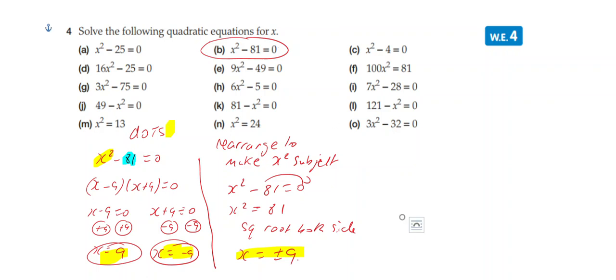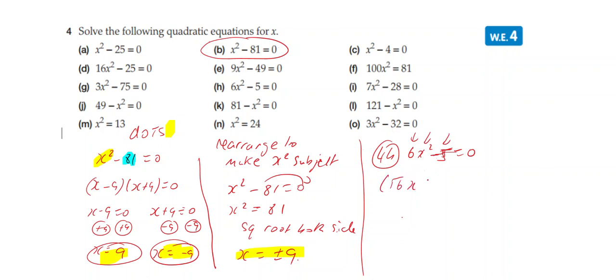Now, for something like question 4h, 6x squared minus 5 equals 0, you can use the DOTS factorization, but it's a bit more complicated because the 6 is not a square number. X squared is squared. So, and 5 is not a square number either. So what you have to do is go (root 6 x minus root 5)(root 6 x plus root 5) equals 0. So either root 6 x minus root 5 equals 0, or root 6 x plus root 5 equals 0 using the null factor law.